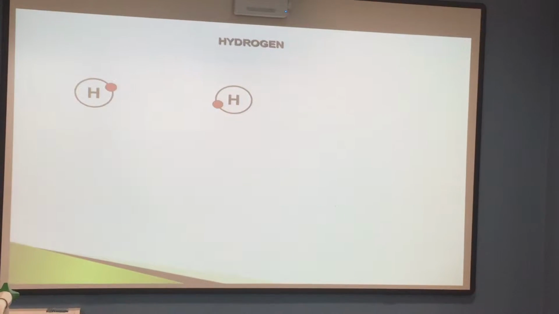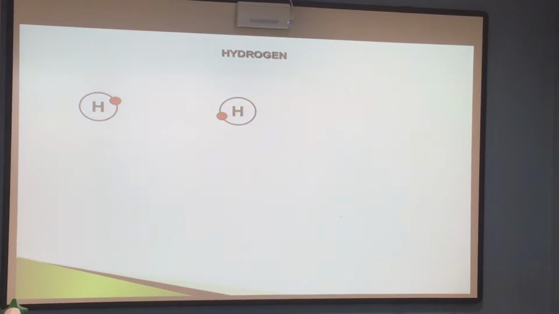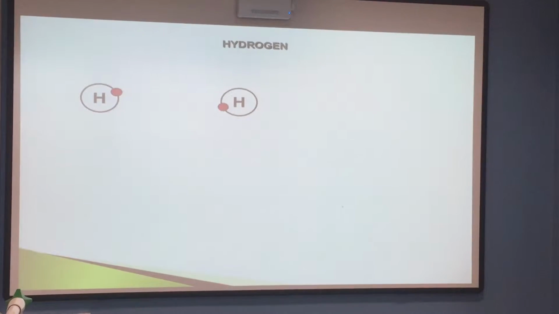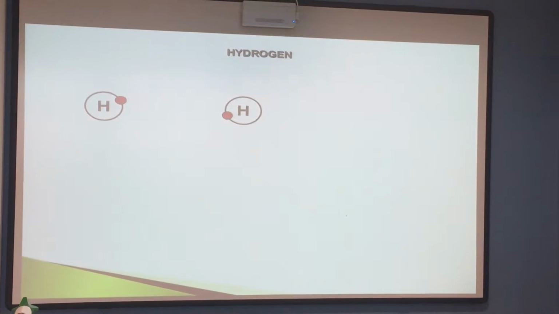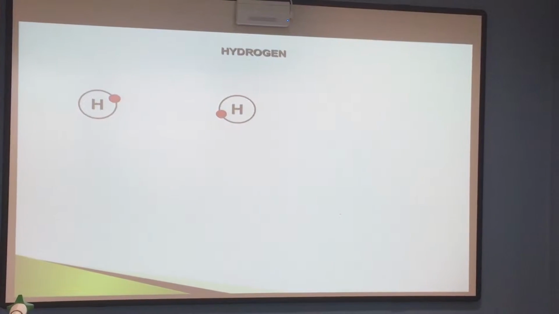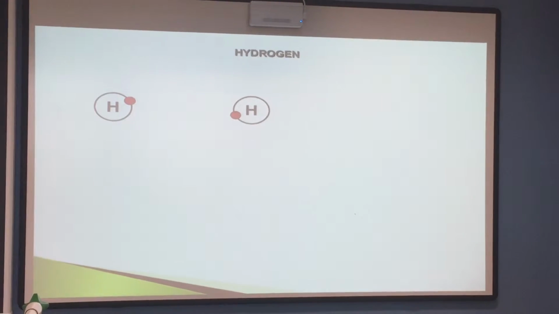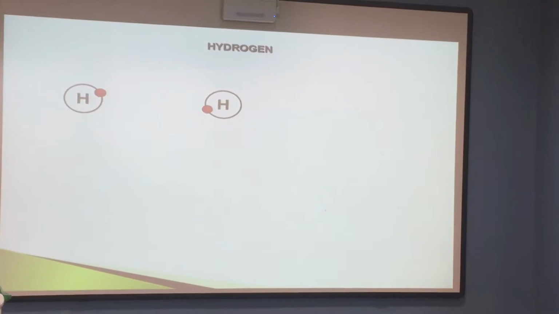Okay, so this session is on covalent bonding. We've already had a bit of a discussion about what that is. So here we've got two hydrogen atoms. How many electrons do hydrogen atoms want to have in their outer shell? Two. Good. So what can these two atoms do to get two in their outer shell?